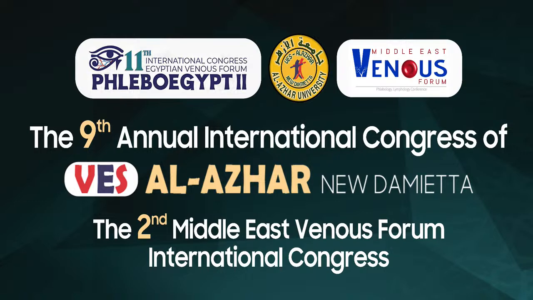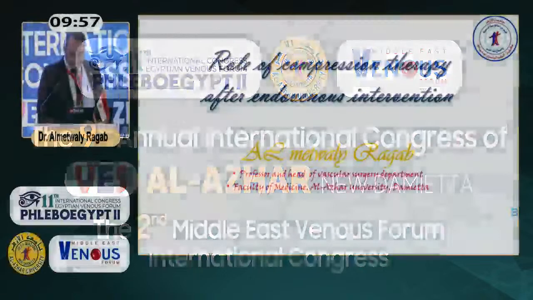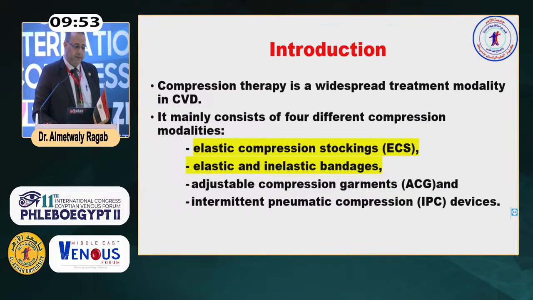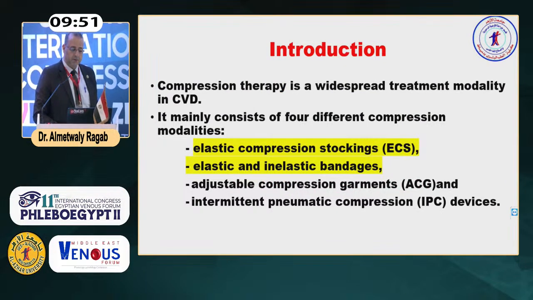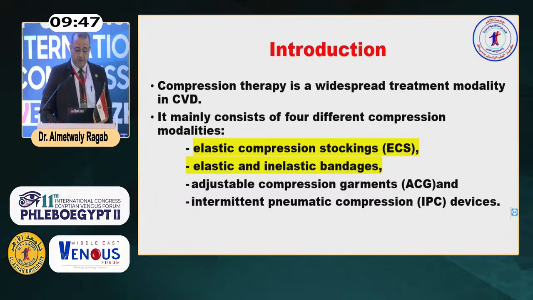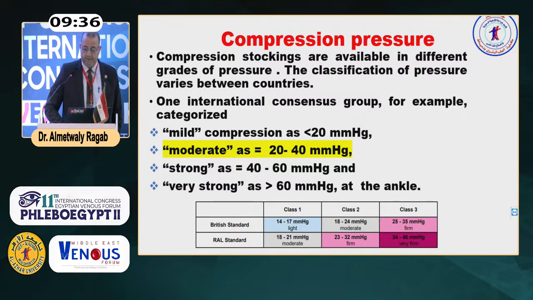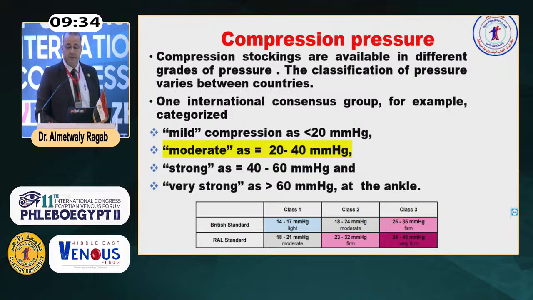Role of compression therapy after endovenous intervention. Compression therapy is a widespread treatment modality in chronic venous disease. It mainly consists of 4 different compression modalities: elastic compression stocking, inelastic bandage, adjustable compression garment, and intermittent pneumatic compression. The compression stockings are available in different grades of pressure. The classification of pressure varies between countries.